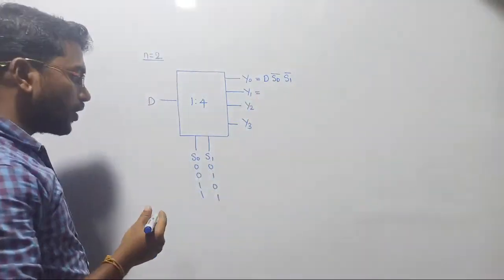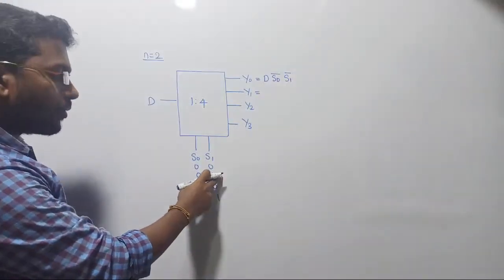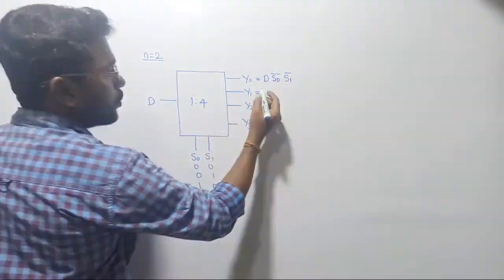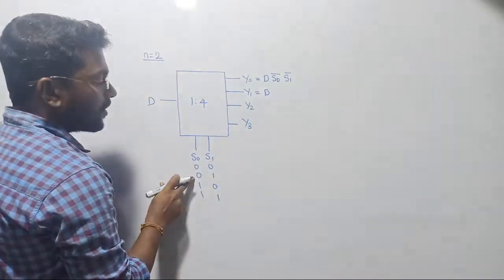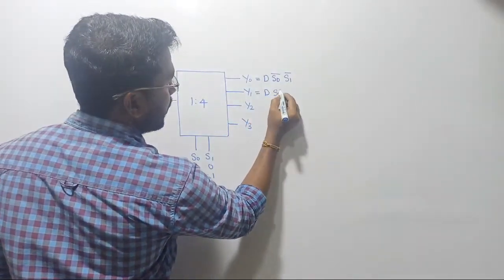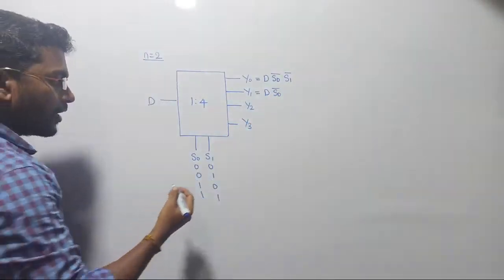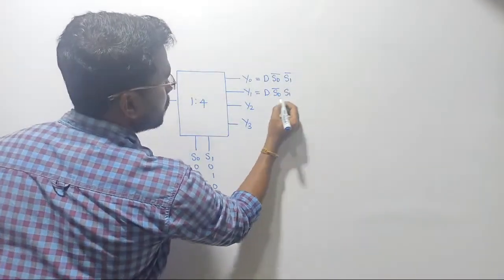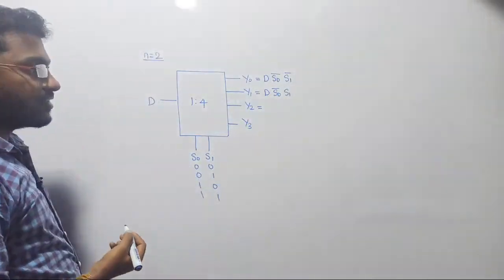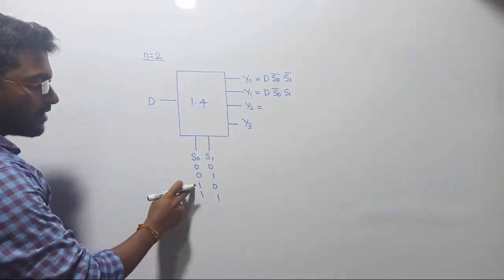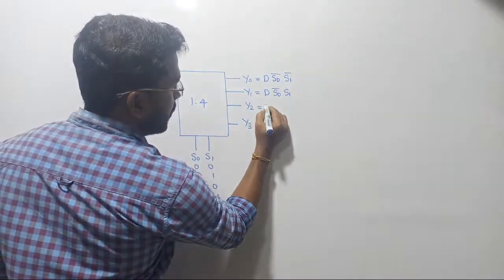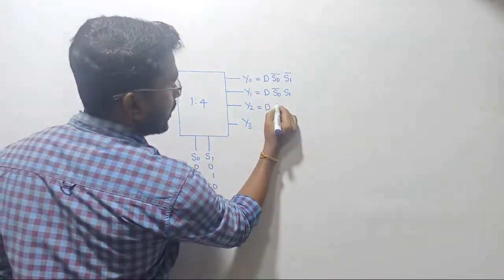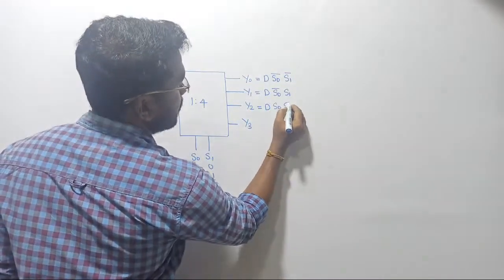Now let us consider Y1. When we are considering Y1, we should consider 0 1 as the combo. Anyway 0 is not acceptable, so once again we should raise S0 complement, right? And then you can accept S1, there is no change. Similarly let us consider Y2, that is 1 0. Now 1 is acceptable, so directly we can consider S0, but 0 is not acceptable, we should take complement.